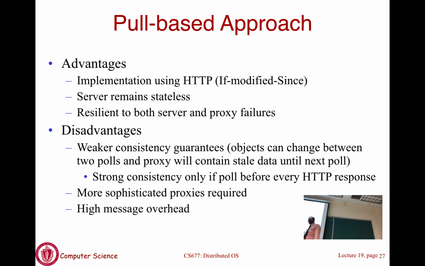So, this requires more sophisticated proxies. There is a higher message overhead than server push. In server push approach, every update triggers one message to the proxy. It is an invalidate or an update. In this case, there may be many polls between two updates. Many of them are wasteful, but you do not know what is the right poll duration or poll frequency. So, you are just polling based on some policy that you implemented at the proxy. So, it might waste more network resources because you might poll more frequently. So, there are pros and cons between whether you use push or pull.